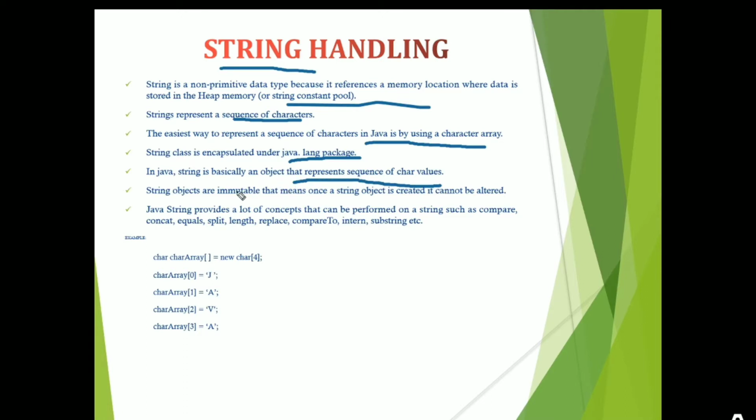And strings are immutable, which means they cannot be changed once they are created. Once the object is created, it cannot be altered. We cannot change the size or anything. So we call strings immutable strings.